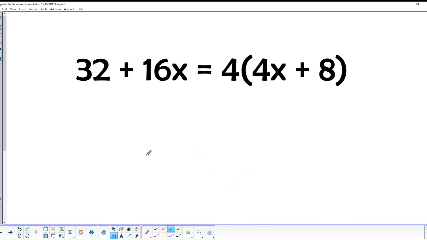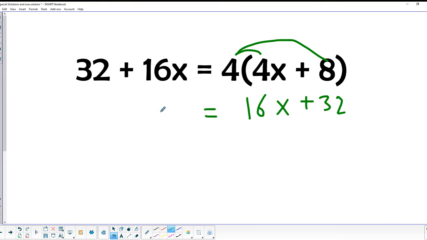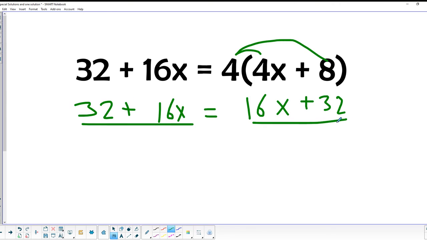Okay, let's look at this next one. So when I multiply this 4 by that 4 and that 8 to get rid of the parentheses, I get 16x plus 32. And right away I notice that on the other side I have 16x plus 32 as well. So if they're the same on both sides, if I were to subtract everything off on both sides to try and isolate the variable, I'd end up with 0 equals 0. So this is another one for all real numbers, right? All real numbers.